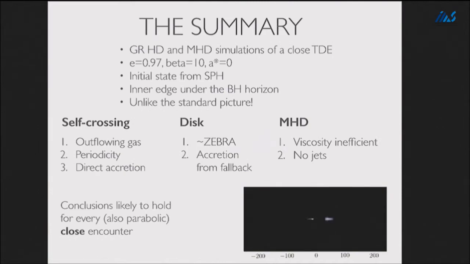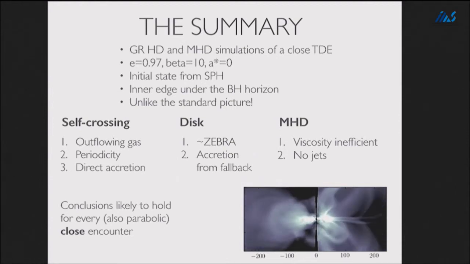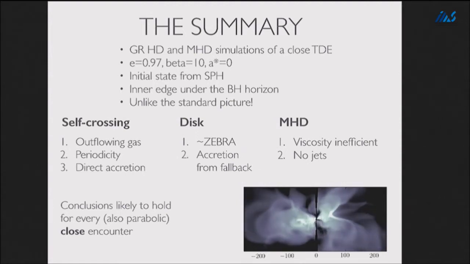The summary slide. So I performed a hydro and MHD simulation of a close encounter with an elliptical orbit. The initial state comes from an SPH simulation. We resolve the horizon, and what we find is definitely not the standard picture. We have outflows, we have periodicity, we have direct accretion initially, but later on we have a weakly bound torus of gas, and the accretion only from the feedback.